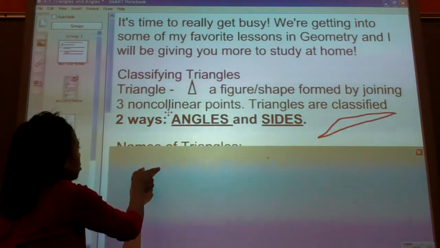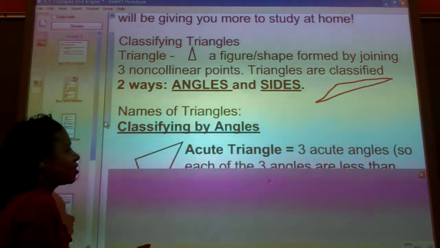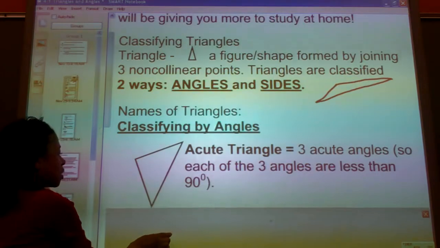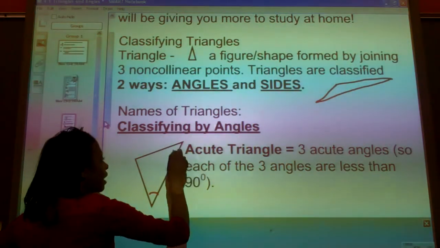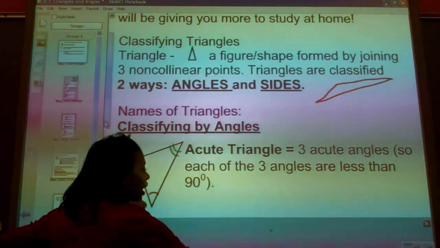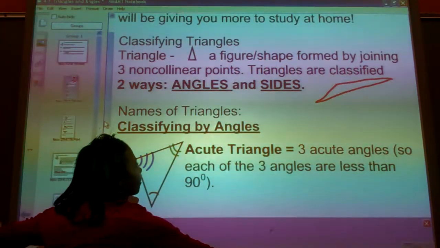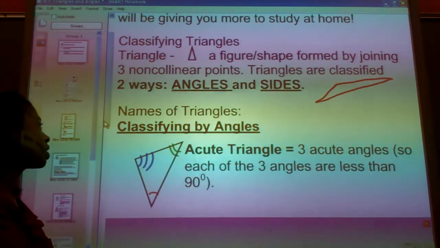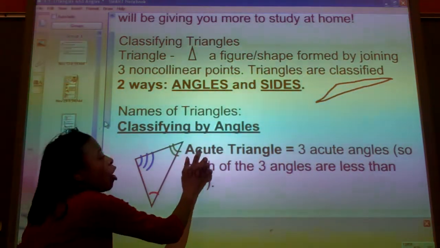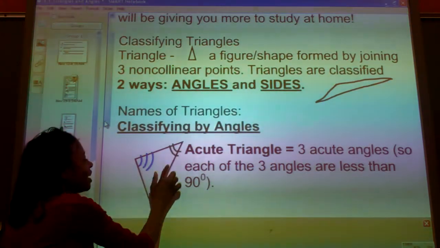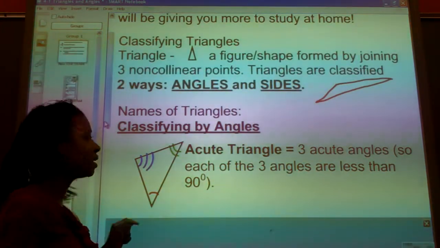Using a straight edge. Okay, here are the names of triangles. If we're classifying them by their angles, I'm talking about the interior, inside values. This is the first type. An acute triangle: of course, a triangle has three interior angles. It's called an acute triangle if each of the three inside angles is less than 90 degrees.